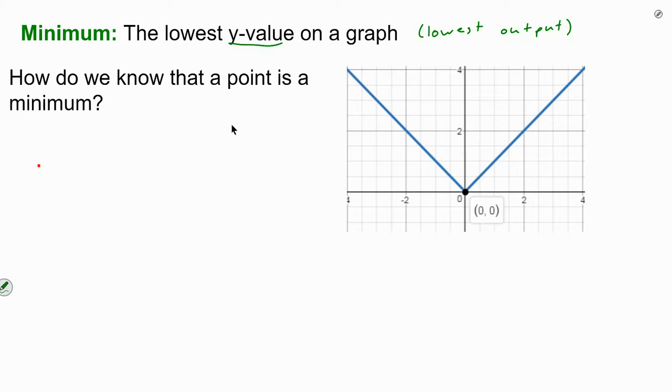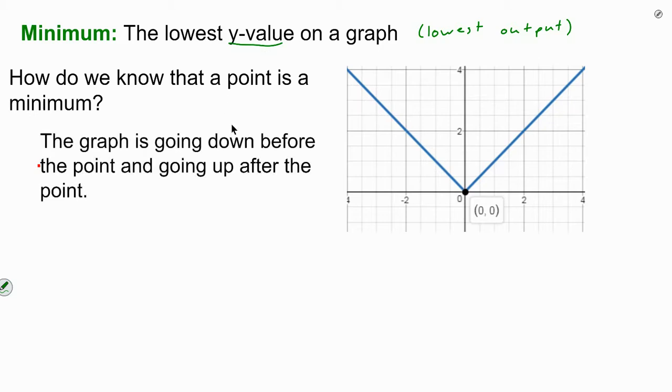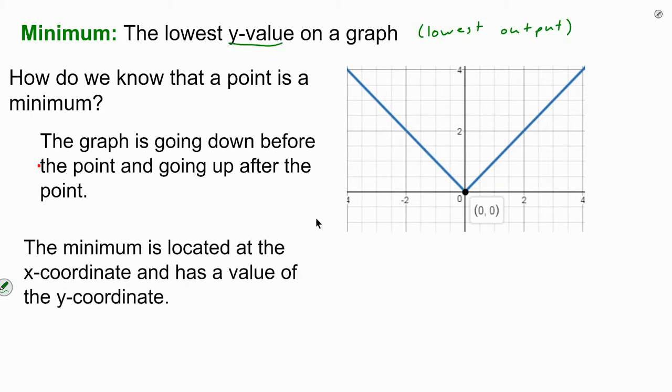So how do we know it's a minimum? Again, keeping our definition pretty straightforward, we know it's a minimum when the graph is going down. It's decreasing before the point, and it's increasing after the point. So we see this change here. Again, it's a turning point where we change directions. And like before, the minimum is located at the x-coordinate and has a value of the y-coordinate.